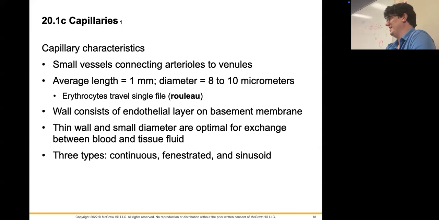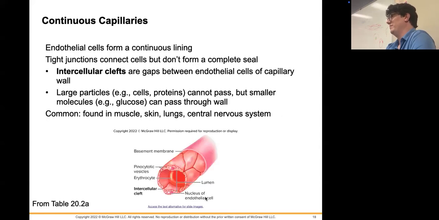It is little bitty, okay? Little tiny things, okay? Very, very small, okay? Just slightly larger than a red blood cell, okay? Now, most of our capillaries are going to look like this, where we have a continuous capillary.